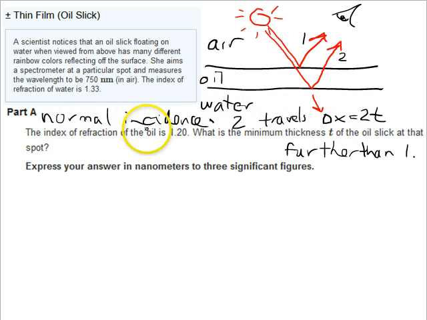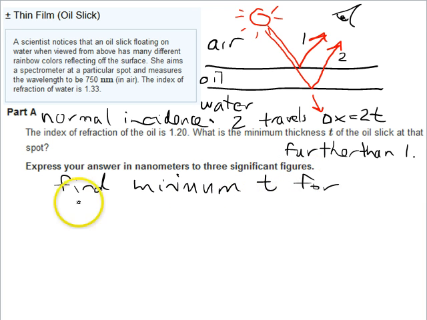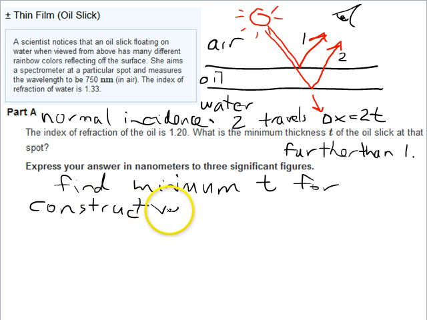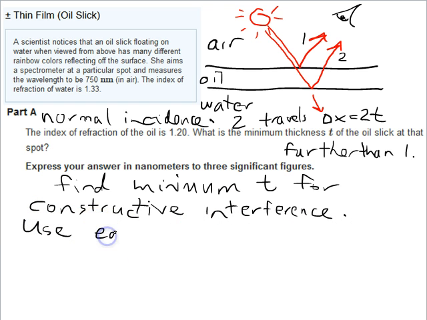And they give you various things, all these indices of refraction, and they're asking you to find the minimum thickness. So find the minimum value of t for constructive interference. That's something that's not really said there. But when you have constructive interference between beams 1 and 2, then you will see a lot of energy reflected. So I'm going to use equation 21.30 from Knight, which you can go and look up if you'd like.